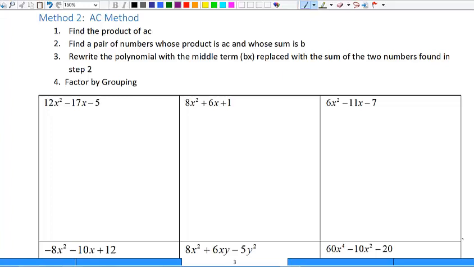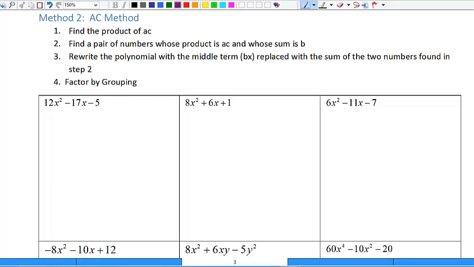The next method is the AC method, which is sometimes called grouping or split the middle term. So if you hear me saying those, it's the same thing. So step one says find the product of AC. Again, the A and the C are the two numbers that we feel a little bit more confident on. We can see where they came from. It's the B that's a little bit hidden.